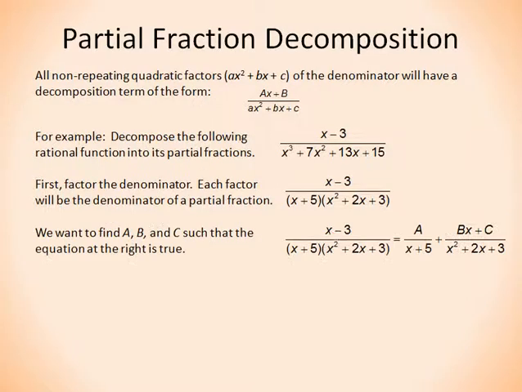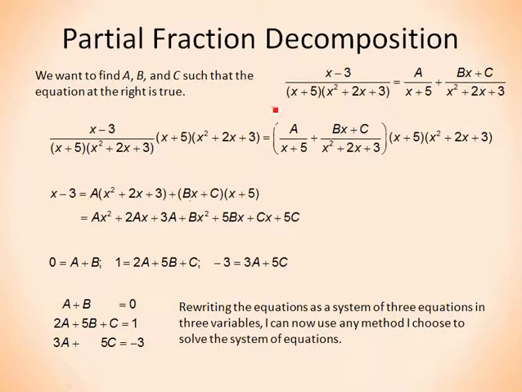Okay, so I'm going to take my rational function and I'm going to have my partial fraction decomposition term for a non-repeating linear factor and a partial fraction decomposition term for my non-repeating irreducible quadratic factor. And the question is, I need to find a, b, and c such that this side of the equation equals this side of the equation. Okay, so here it is. There's the equation I just showed you.